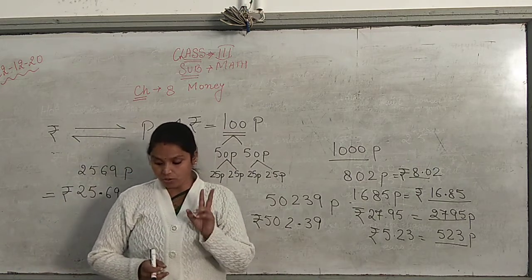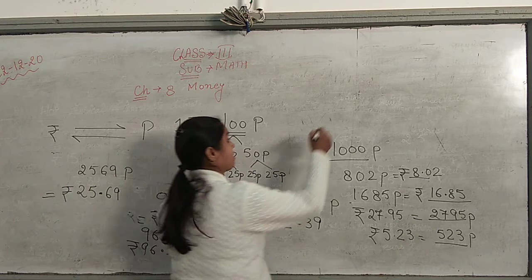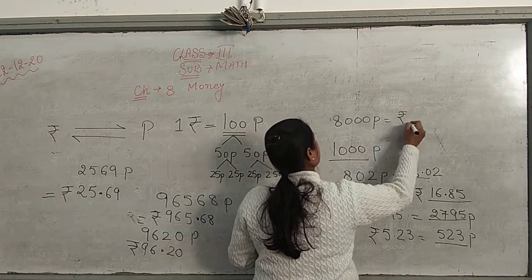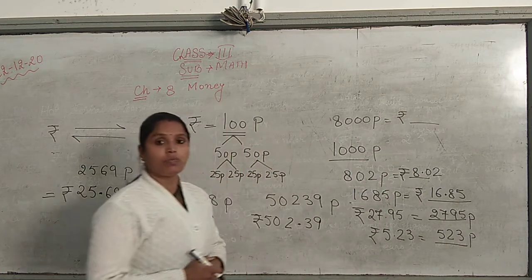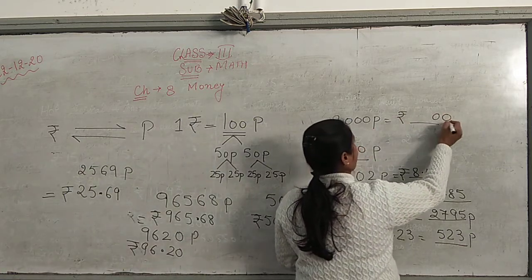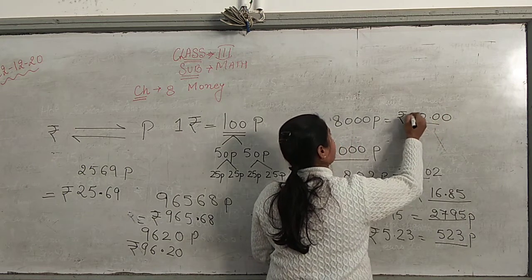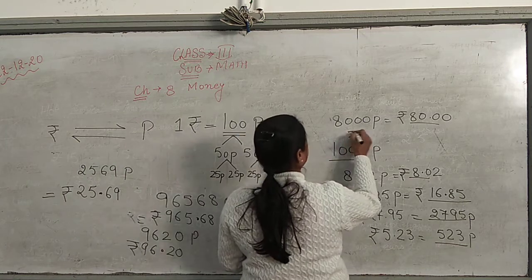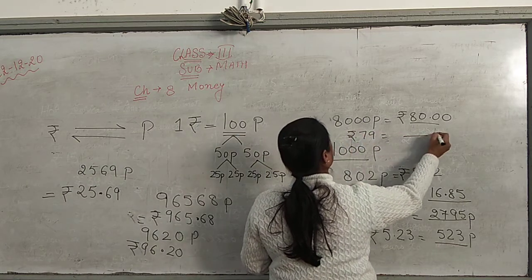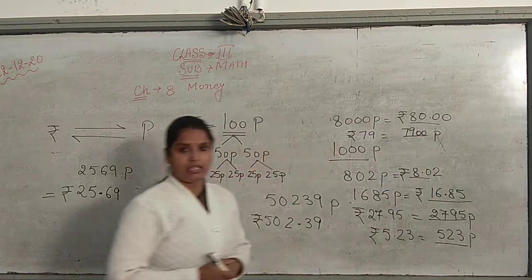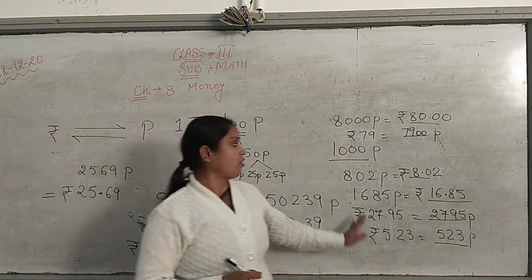Now I have left two things. 8,000 paise, how many rupees? In 1 rupee we have 100 paise. Again you count from the last, 2, dot. 1, 2, dot and 80. If you have rupees 79, how many paise will you have? 7,900. Easy.